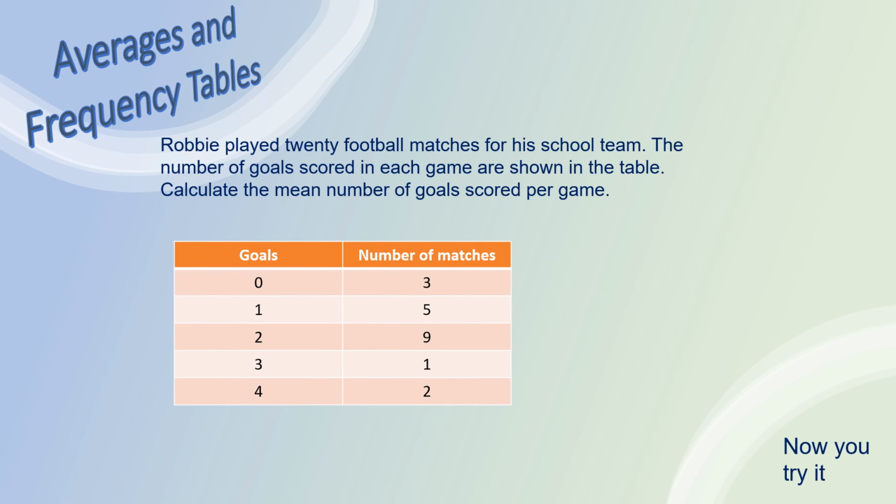Now you try it. Robbie played 20 football matches for his school team. The number of goals scored in each game are shown in the table. Calculate the mean number of goals scored per game. So pause the video, have a go, and see how you got on.